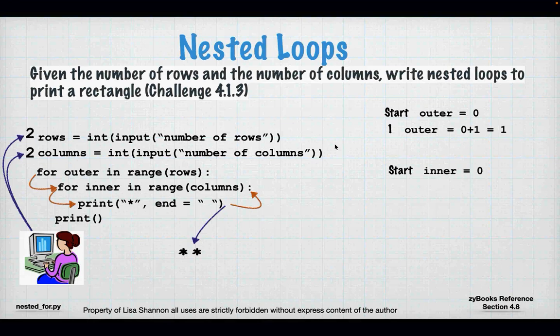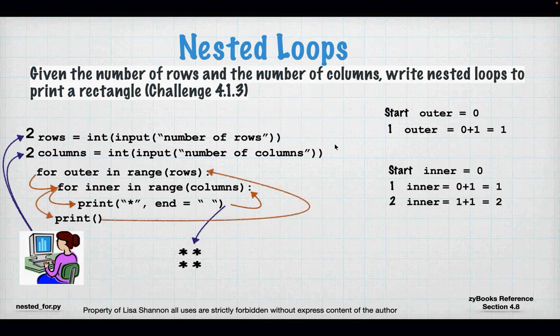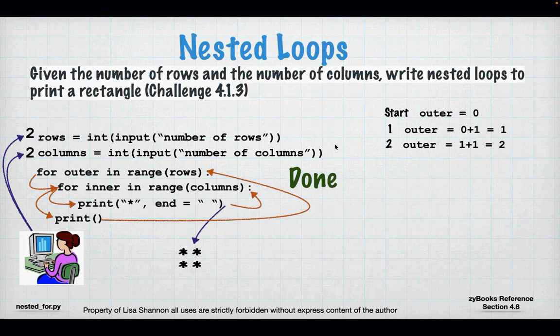So we're starting for inner in range columns again. It's like it never ran. So I'm now going to print another star. This is going to be in the second row. Same thing happens when I'm done and it prints another star. And then I'm done with the second iteration of the inner loop. I go now back to the outer loop. And the outer loop is going to say 2, and I'm done.